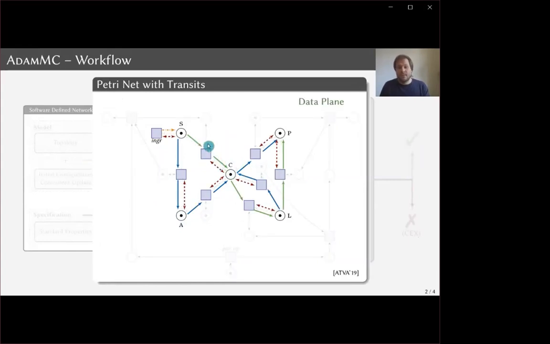So for example, here, when this transition fires, all data which is currently in switch S is then transmitted to switch C. Or whenever this transition fires, new data is given into the network. So for this model, we abstract from the concrete data and focus on the data flow, on the flow of the data.